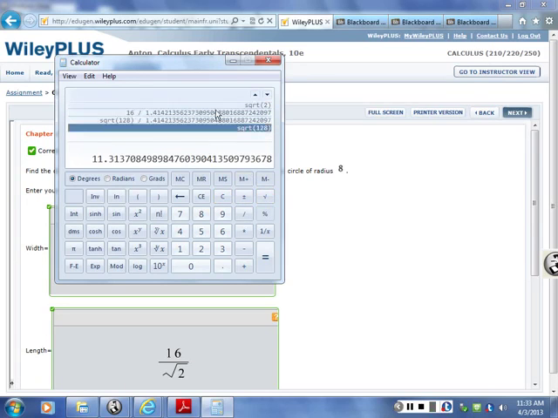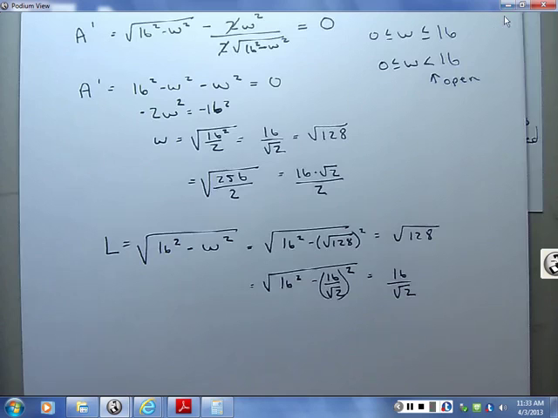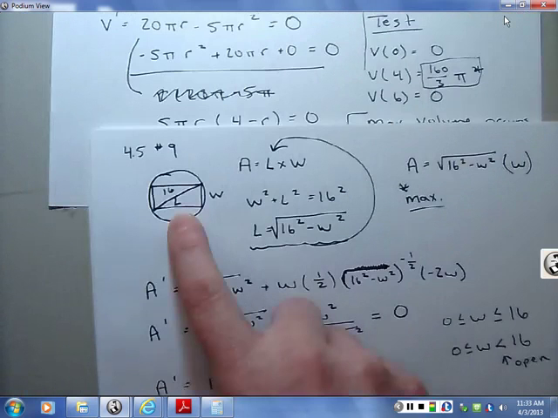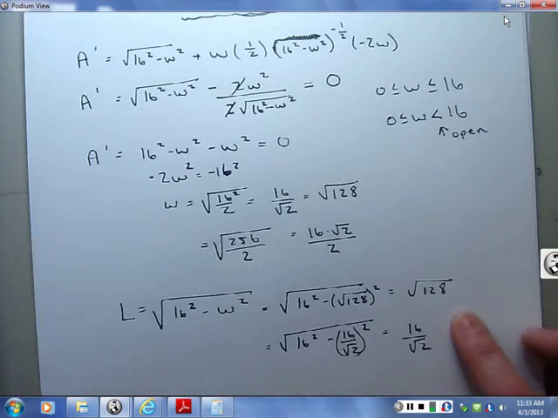So we are looking for the width or the length. You're looking for the length and the width of the maximum rectangle. And the maximum rectangle is going to be when the length is 16 over square root of 2 or the square root of 128. Just different algebraic ways to write that.